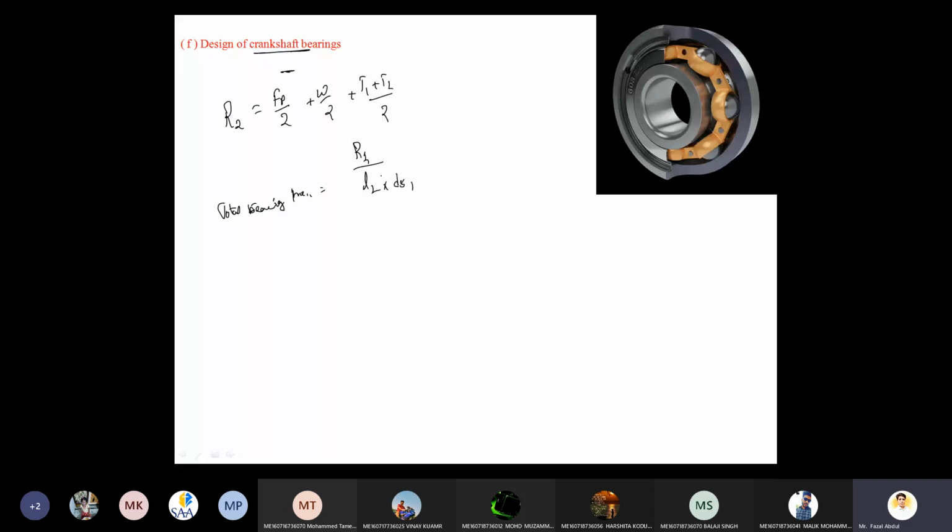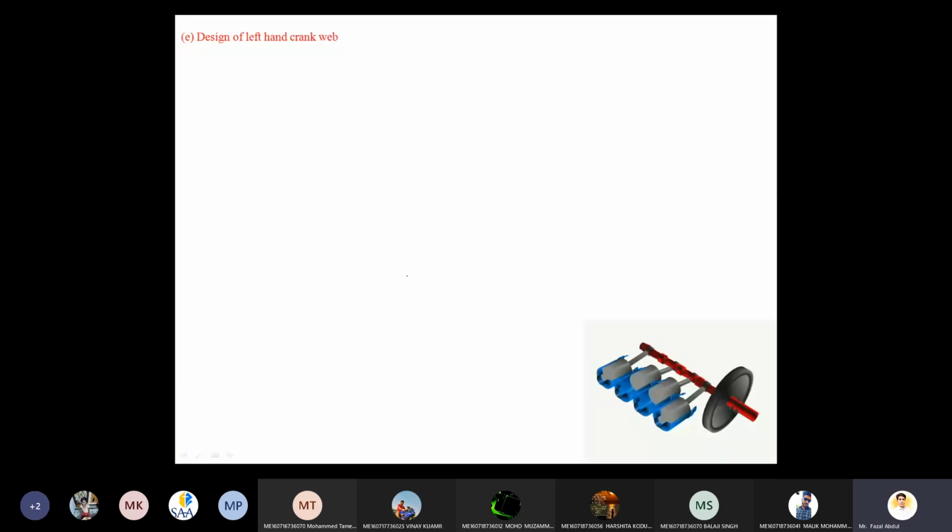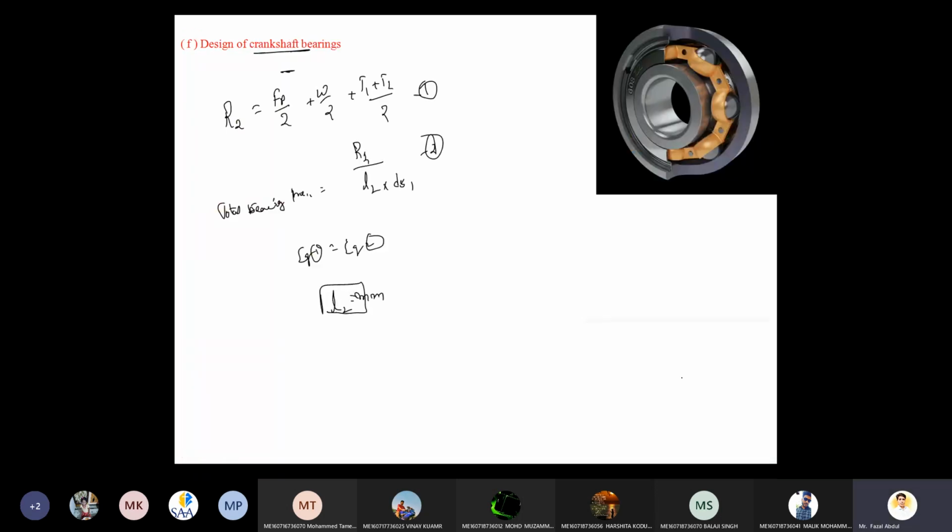Now this is equation 1 and this is equation 2. Equating these two, the length of the bearing is calculated in mm. So this is the design portion of the center crankshaft, whatever we designed yesterday and today. The center crankshaft is this one, the animation video appearing here. Now we are designing the side crankshaft.